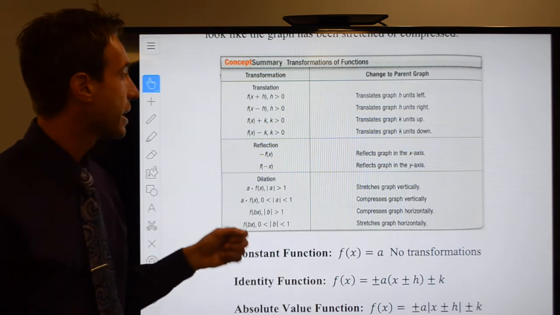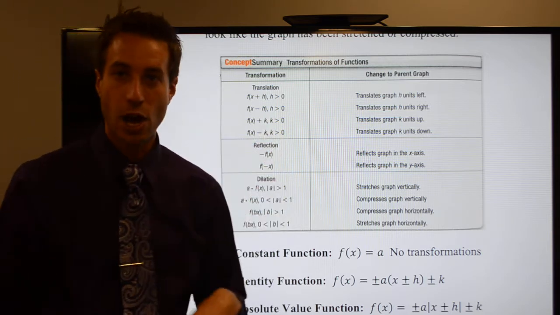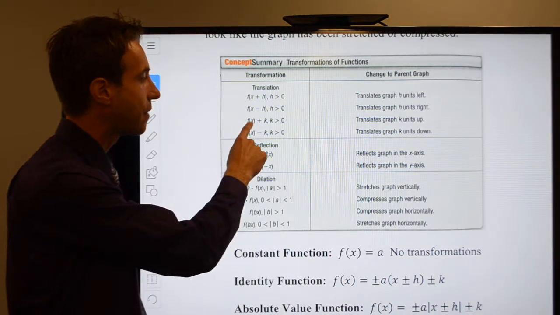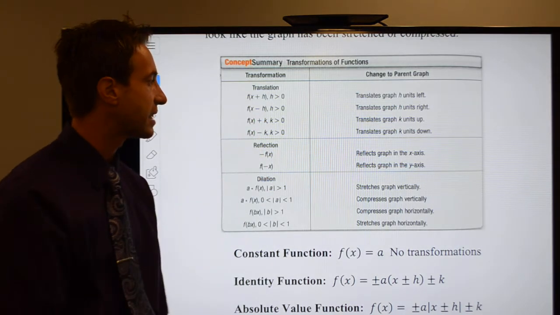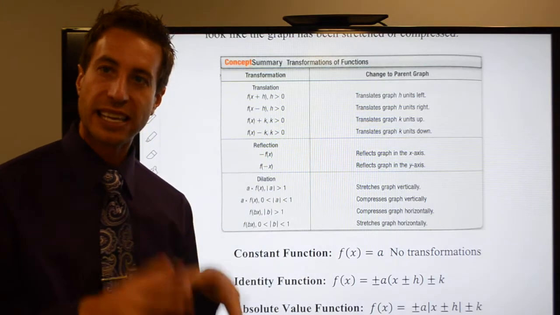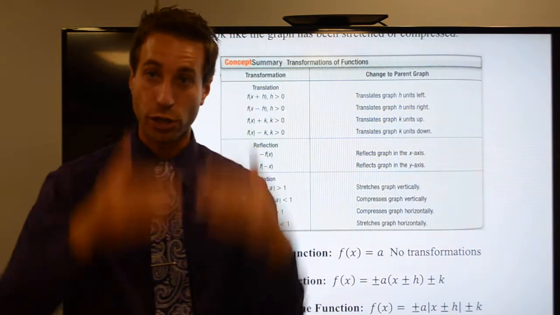The next transformation is going to be this k, right? So you're going to have then outside the parentheses, right? I've got my f of x, the x is inside the parentheses, and then outside of that I have a plus k or a minus k. K is going to be the vertical shift.